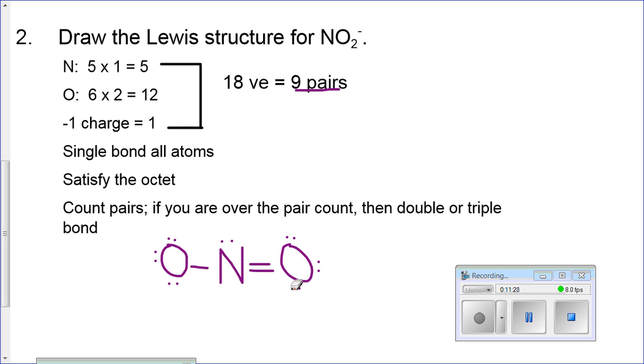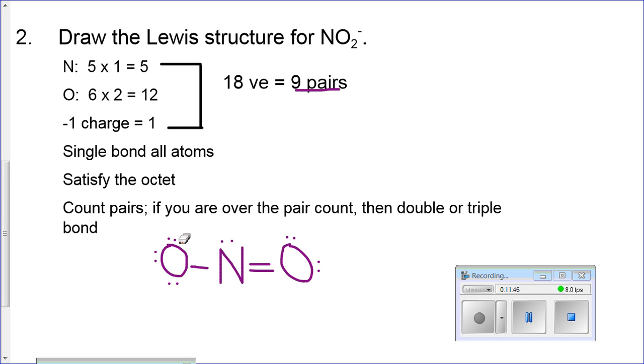So I'm going to take off a pair here. And it doesn't matter on the oxygen or on the nitrogen which pair you take off. You just need to remove a pair. Okay. So now this oxygen has 2, 4, 6, 8 pairs. So it's fine. And then let's do our overall pair count.